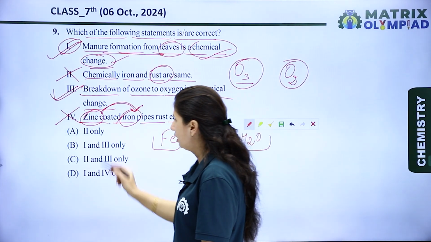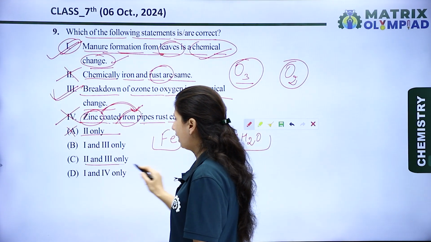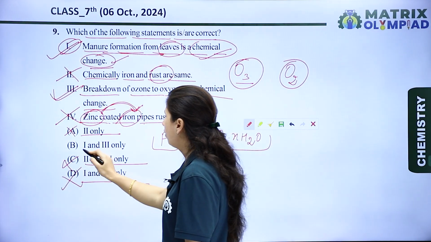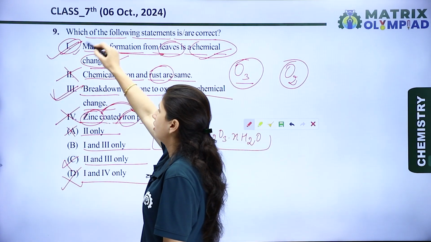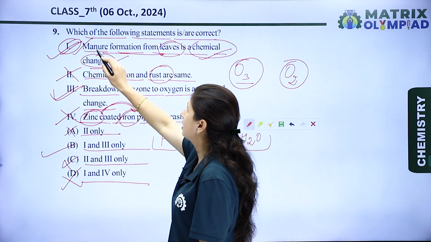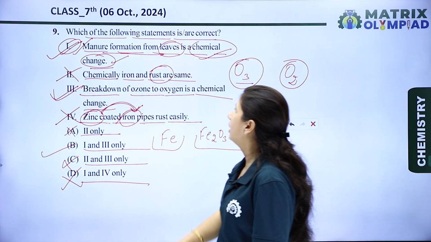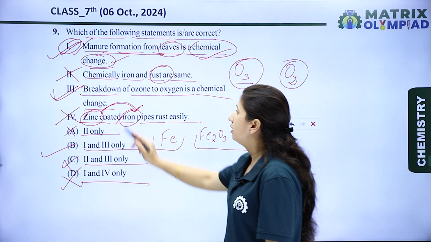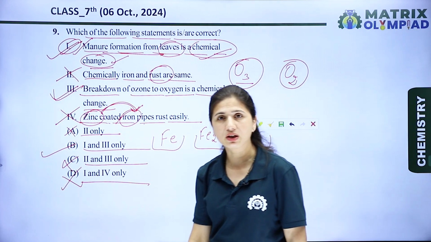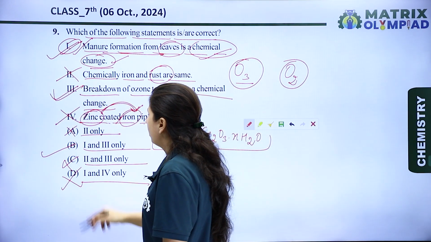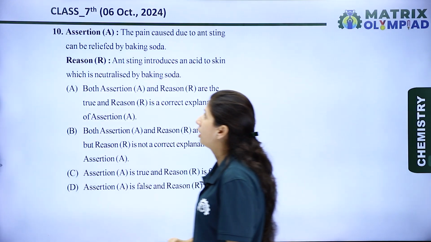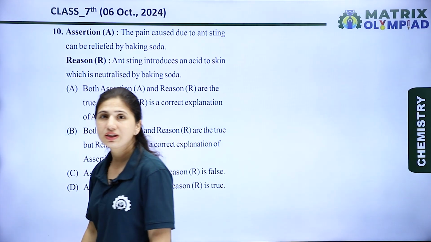So let's see the options. Second only, no. Second and third only, no. First and fourth only, no. First and third only, yes. The first and third statements are the right statements. First is manure formation from leaves is a chemical change, and the breakdown of ozone to oxygen is a chemical change. So option B is the right option for this question. Now let's see the next question. The next question is an assertion reason type question.